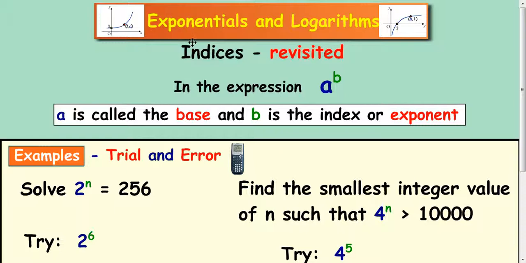Firstly, before we start, we're going to do a wee bit of indices revision. This idea here of a to the power of b: a is called the base and b is the index or exponent, hence the word indices. The word powers can also be used for b.